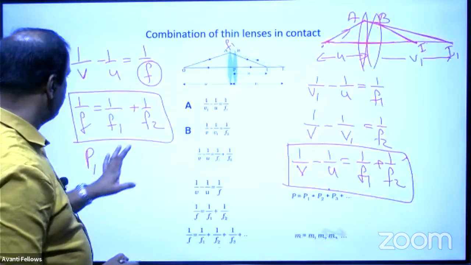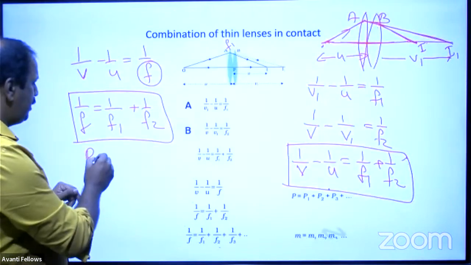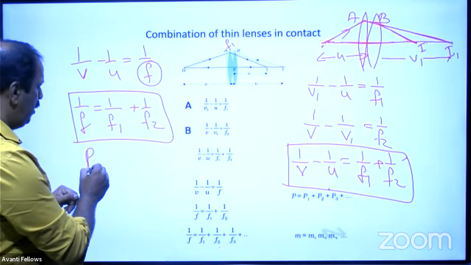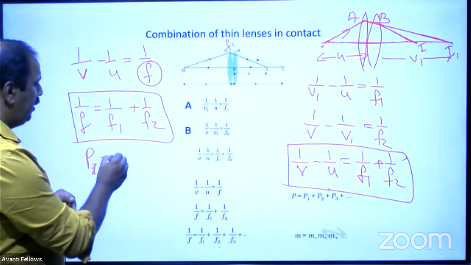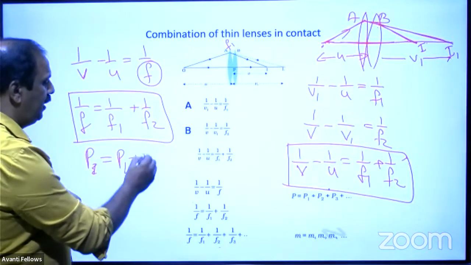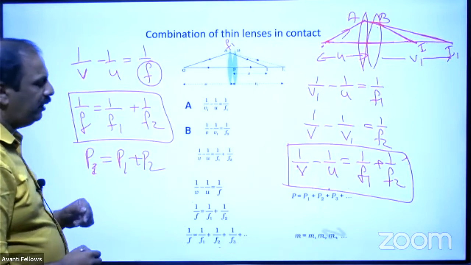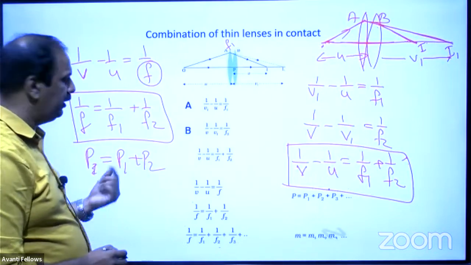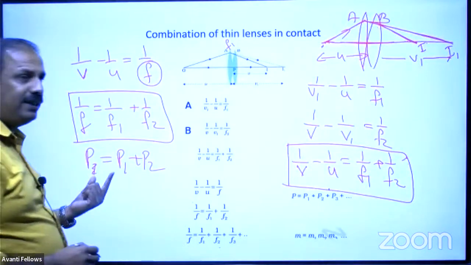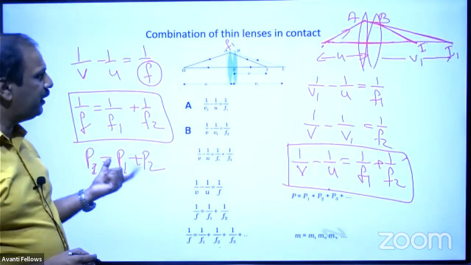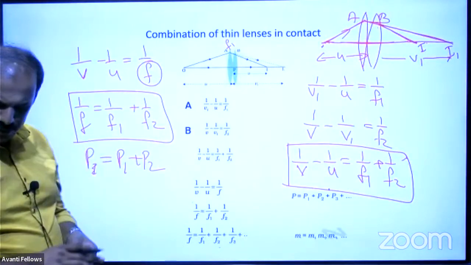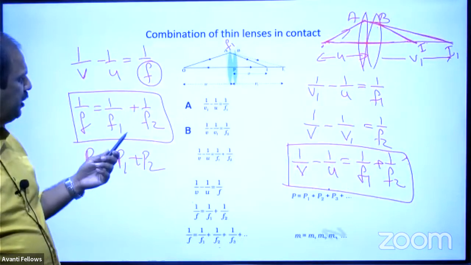P is equal to P1 plus P2, like that you will get. I think this is clear. So the power increases. Now, this one we have different types of application.